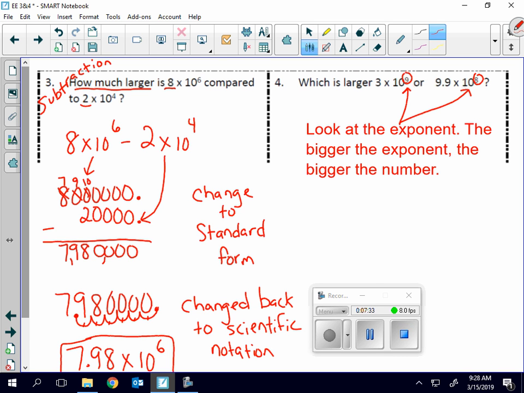All right, so having written that down, which one do you think is the bigger number? It is 3 times 10 to the 9th power. That really means 3 with 9 zeros.